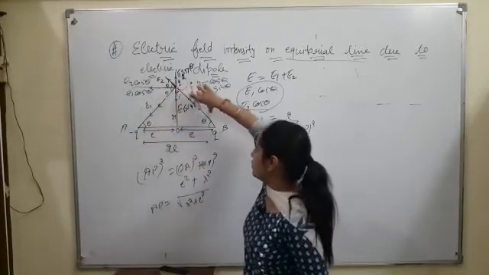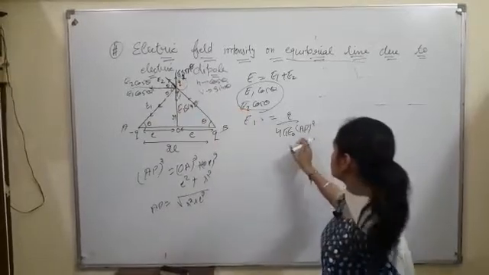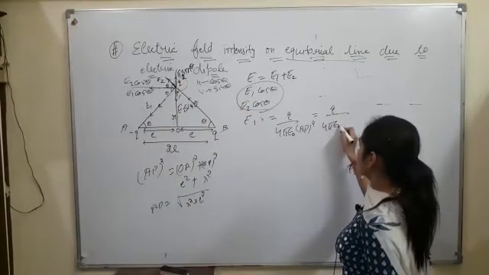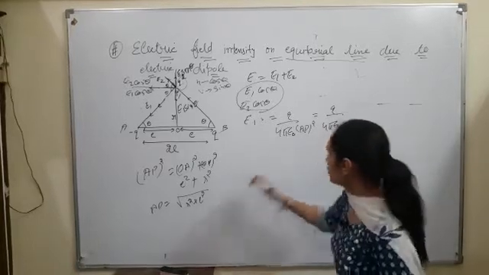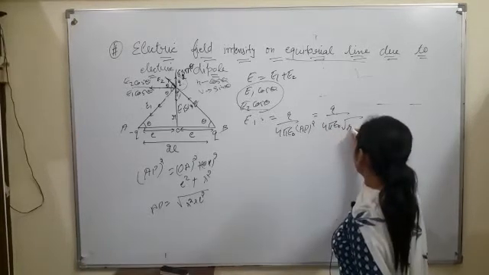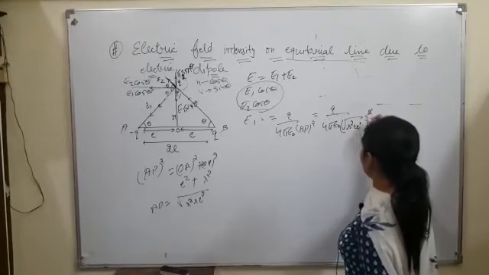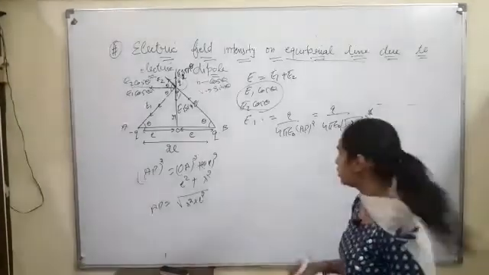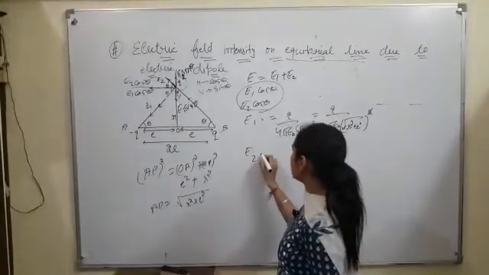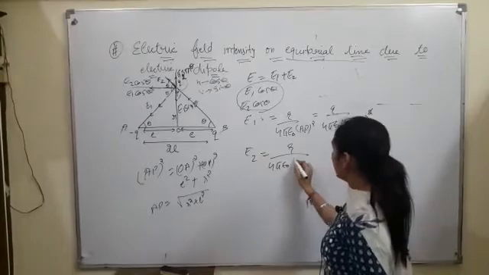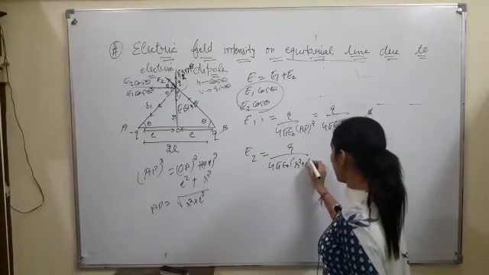As AP, same will be the BP. So in place of AP square, I can write Q upon 4 pi epsilon naught, and which value? R square plus L square. Square I have to write, so this square will get cancelled out by this square root. So same for the E2: Q upon 4 pi epsilon naught into R square plus L square.